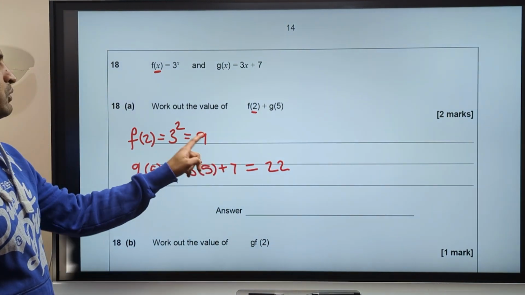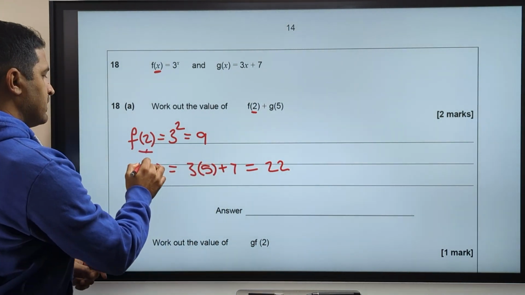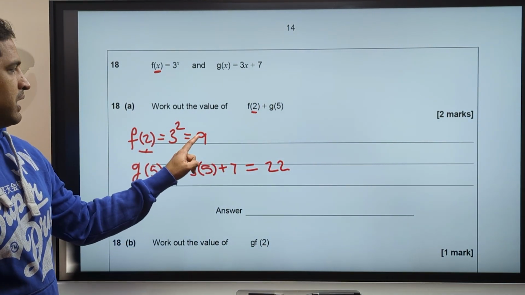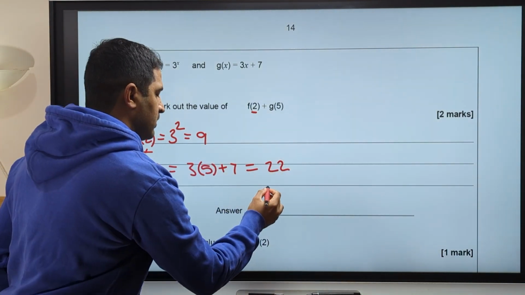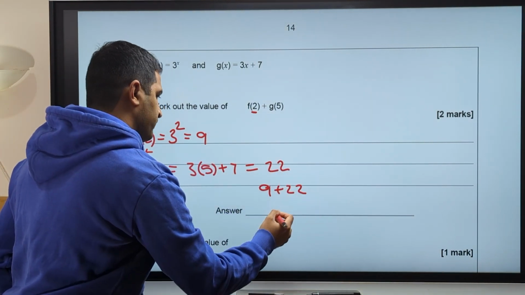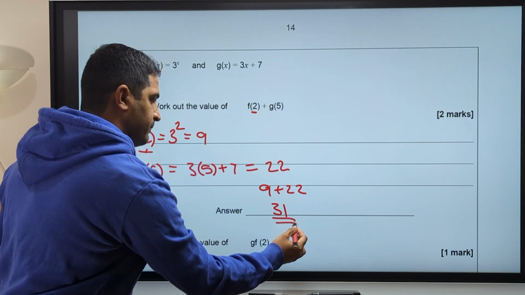And then we're adding them together. f2 plus g5 will give you 9 add 22, which gives you 31.